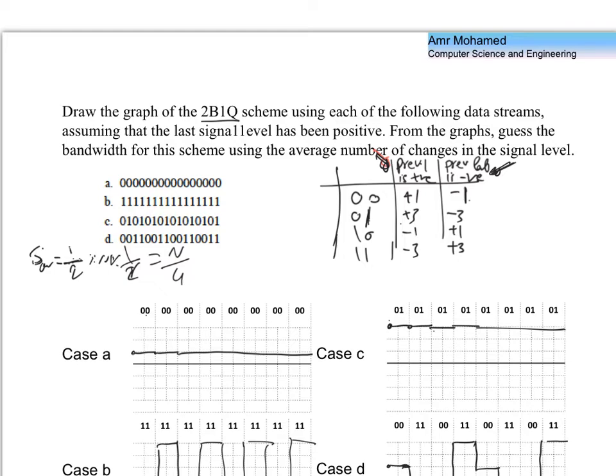So you need to go back to the definition of the baud rate. The baud rate is defined as what? The number of changes per unit time. So we need to calculate the average number of changes given these 4 signals.